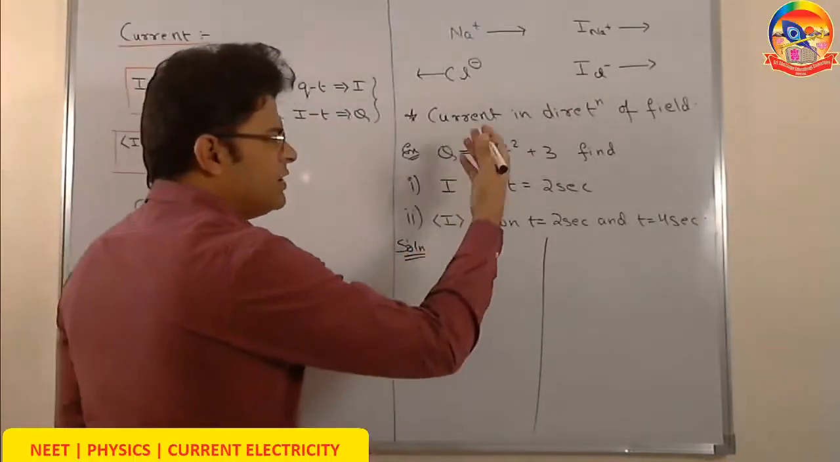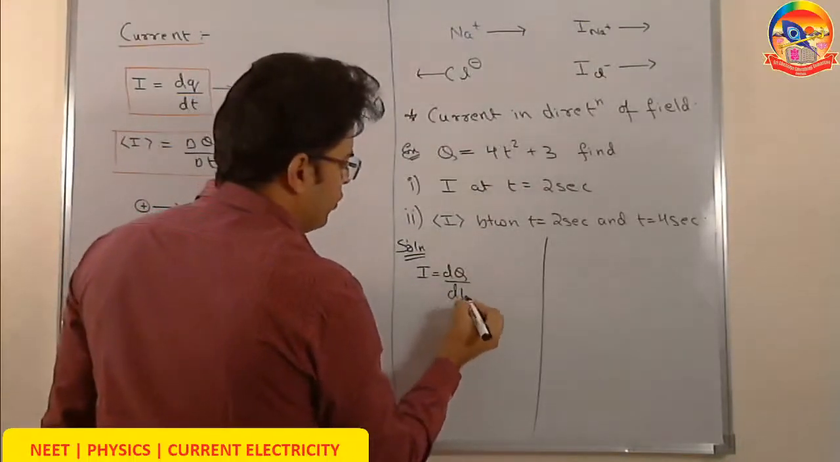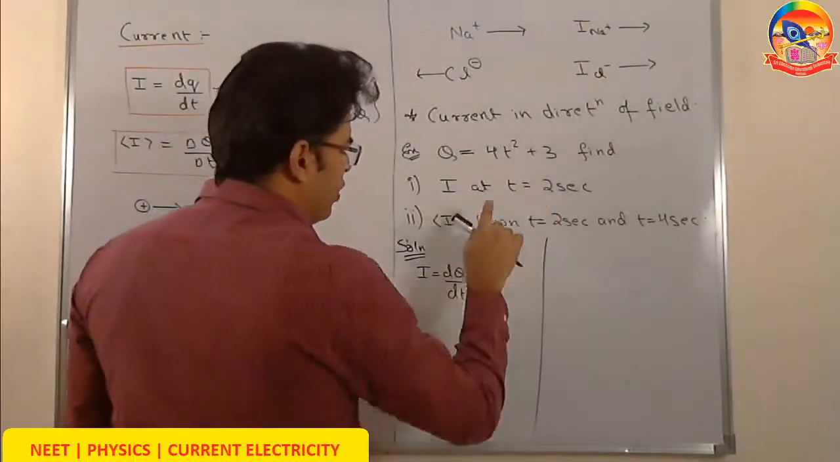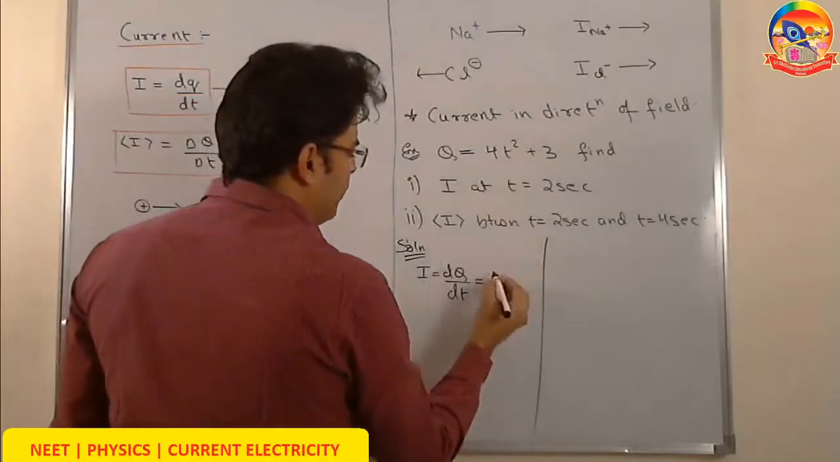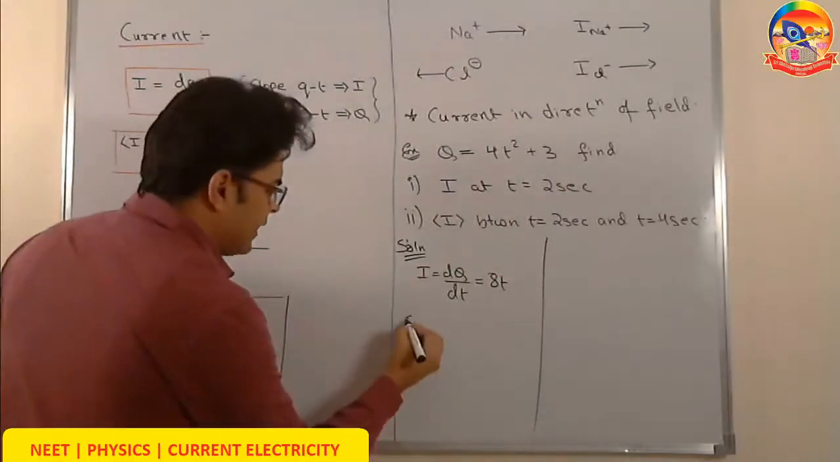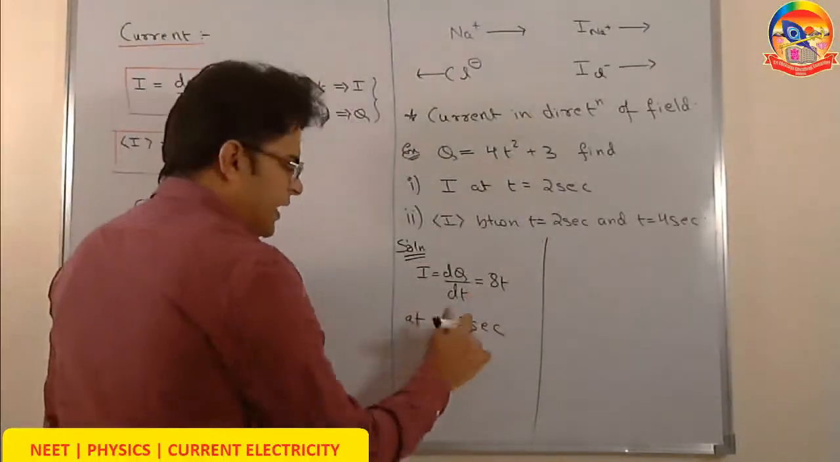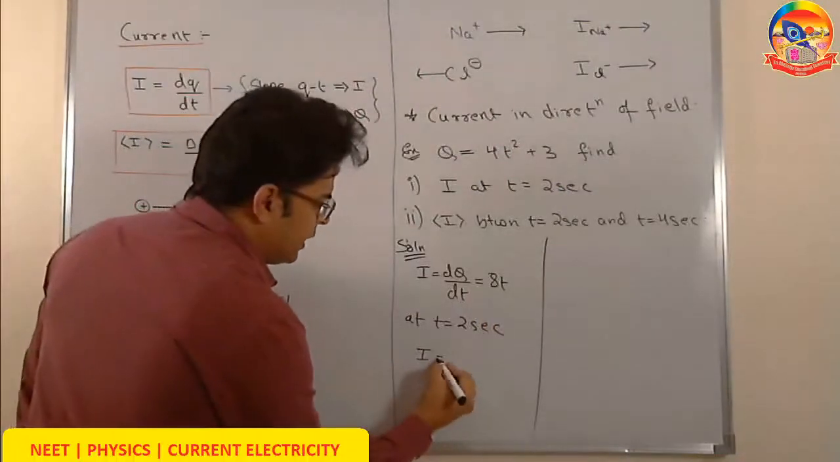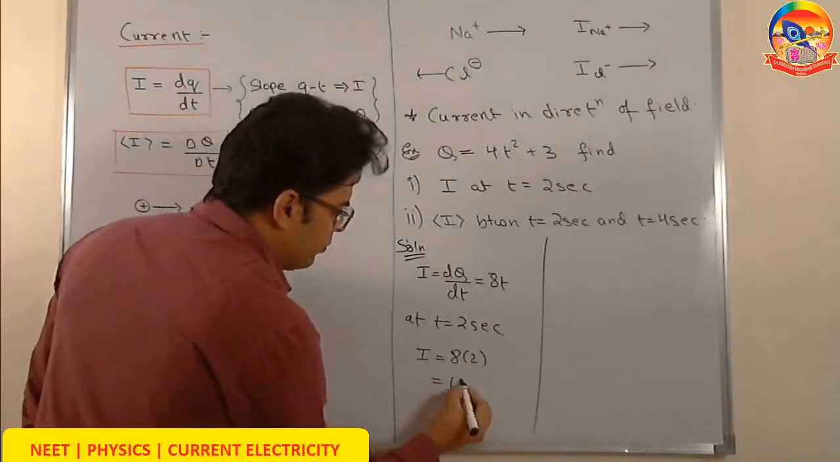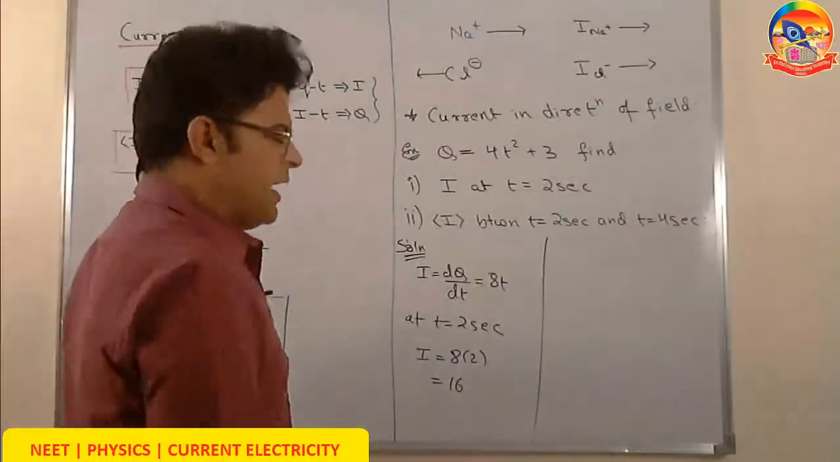What will be the instantaneous current at time equals 2? We know that the instantaneous current is nothing but dq by dt. So when you differentiate this function, the differentiation of 4t square gives you 8t and the differentiation of 3, which is a constant, will be 0. So current at any time t is 8t. So at time equals 2 seconds, the current has to be equal to 8 into 2, that comes out to be 16.